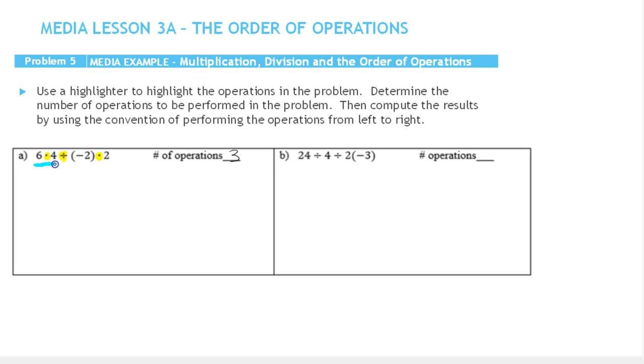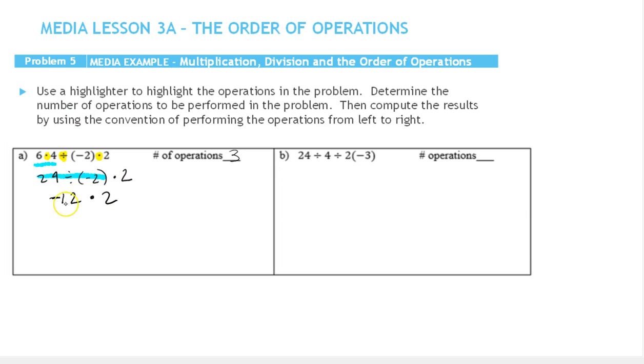So we're going to start with 6 times 4. So 6 times 4 is 24, and now I'm going to bring down the rest of the problem. Divided by -2 times 2. That was our first operation. Now, from left to right, here's division, is now our first operation. 24 divided by -2, well, 24 divided by 2 is 12, and a positive divided by a negative is negative. So we have -12, now bring down the rest of the problem, times 2.